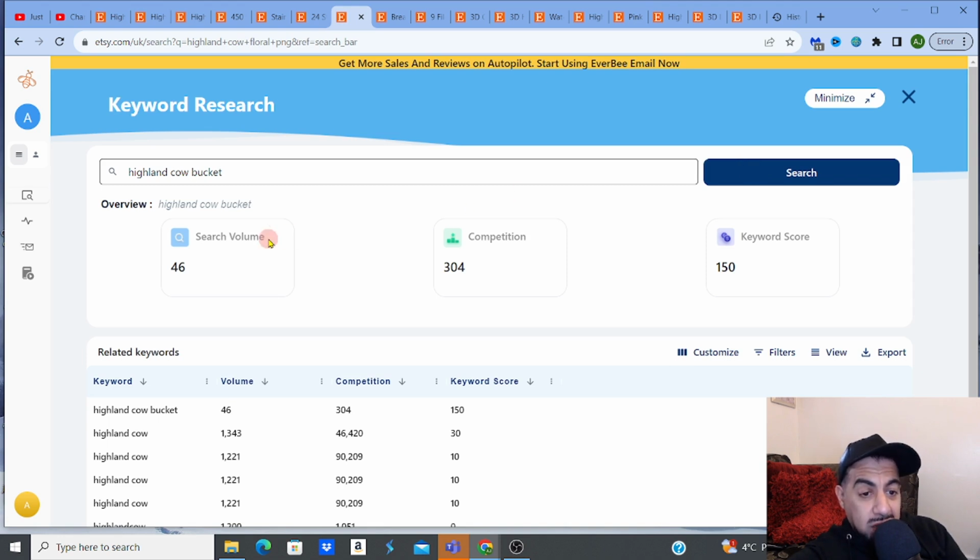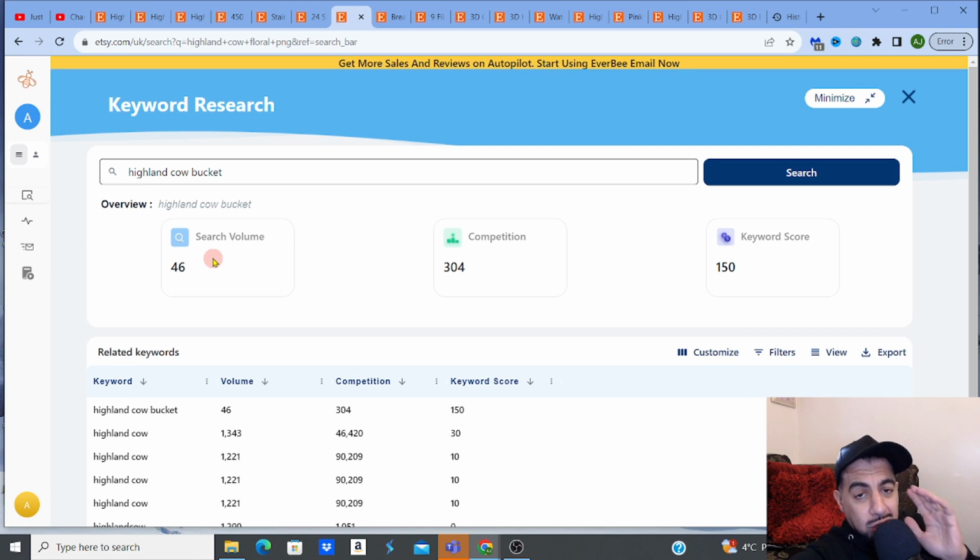Highland cow bucket is a search term that people actually search. 46 people search for that actual search term, and there's a competition of 304. It has a massive keyword score of 150. It's actually very good. Now, sometimes it's good to get yourself on these low search volumes.